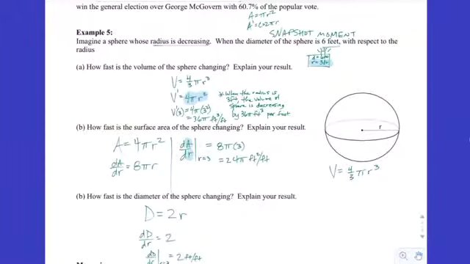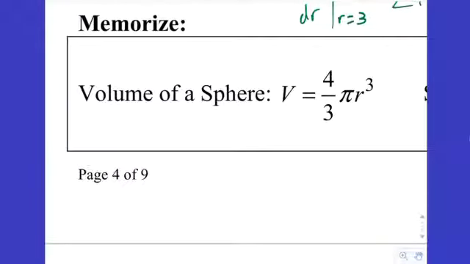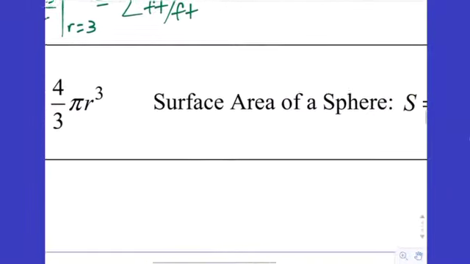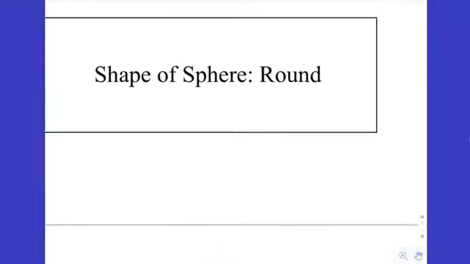All right, so memorize these. The volume of a sphere, V equals 4/3 pi r cubed. The surface area of a sphere, 4 pi r squared. And the shape of a sphere, round. Okay.